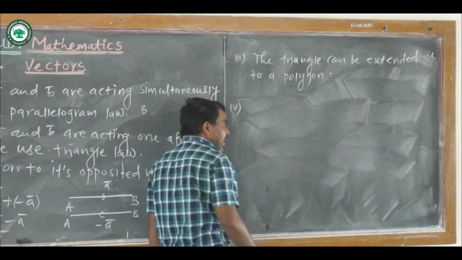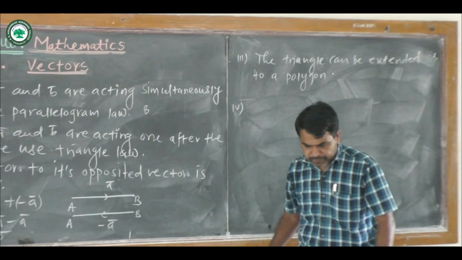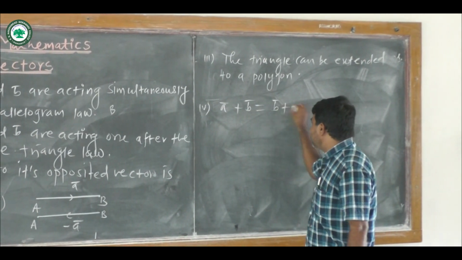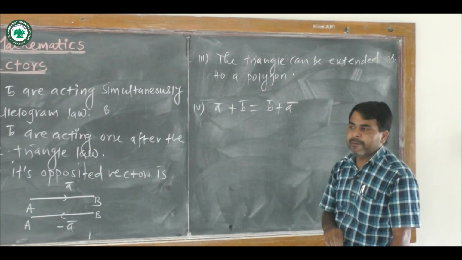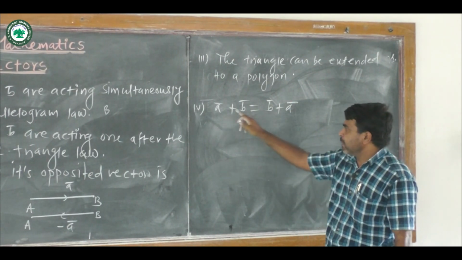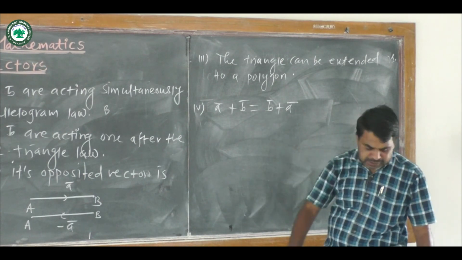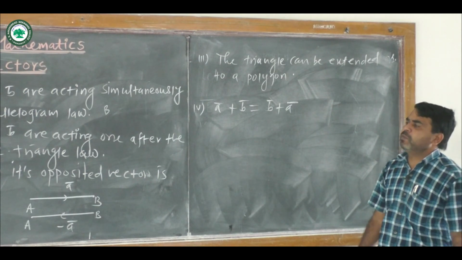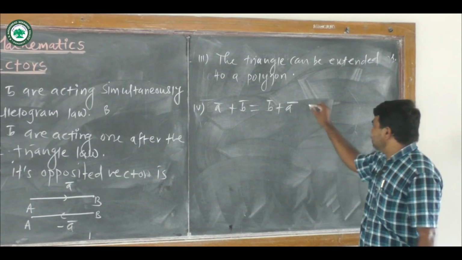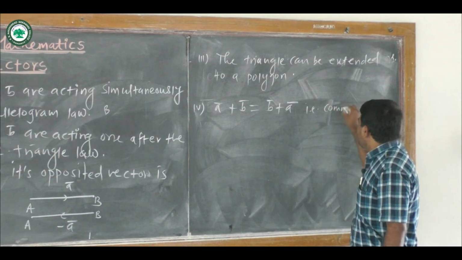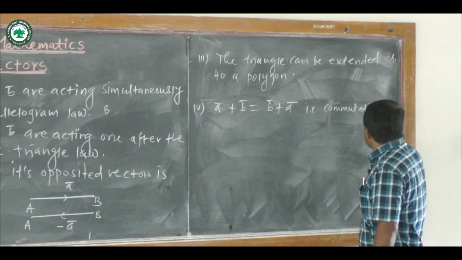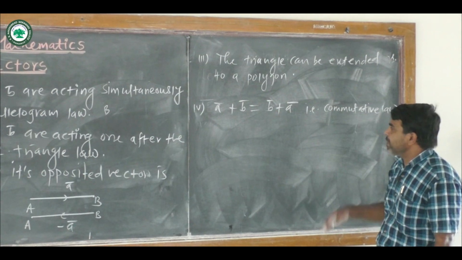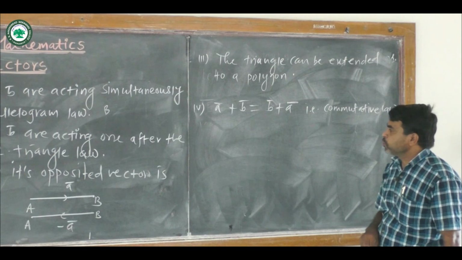Fourth one. In addition of vectors, A bar plus B bar is equal to B bar plus A bar. This is called the commutative law or commutative property. That is the commutative law.